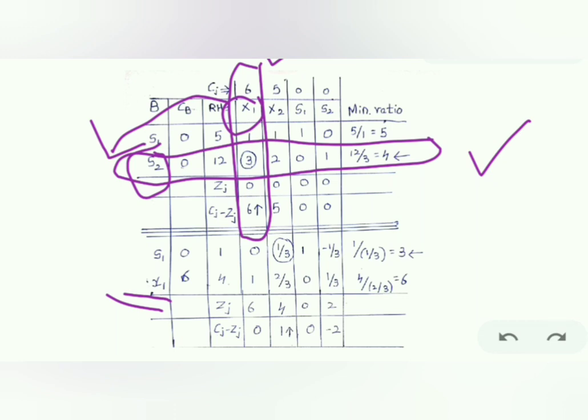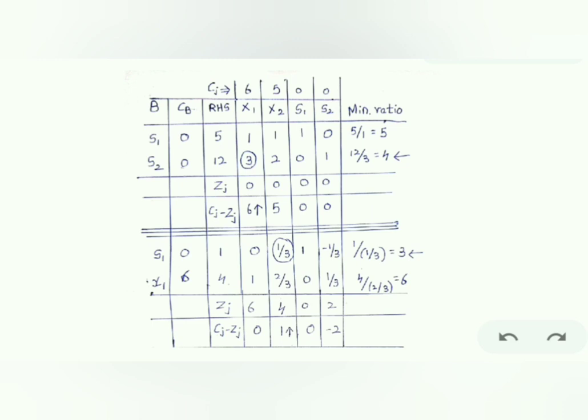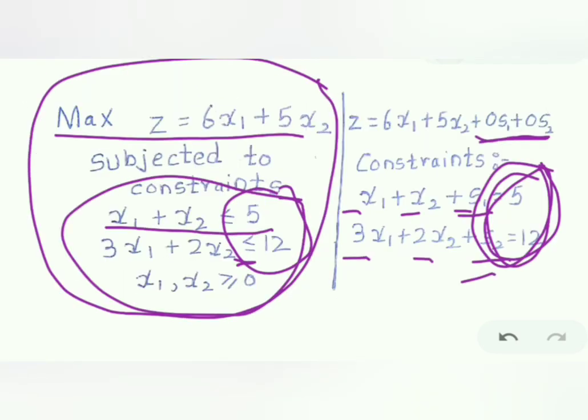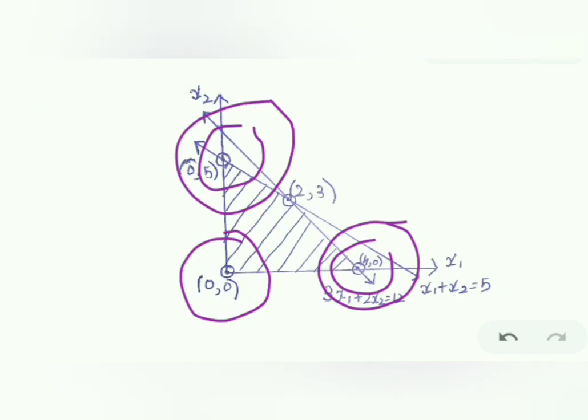Let me clear the screen for the second iteration. Down here is the second iteration, this was the first iteration. So x1 has entered. What is the basic variable coefficient CB for x1? Let me check. X1, yes, it is 6. So I'll write 6 there.